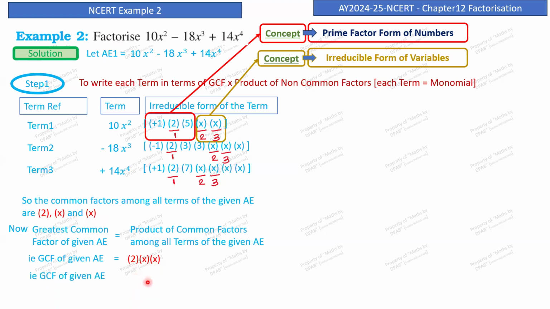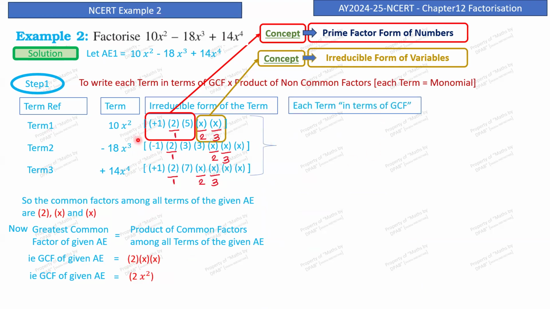So what is the answer for this? This is equal to the greatest common factor of the given A equal to 2x square. This 2x square also you need to put within the bracket. If, as I told you, this minus 1 becomes plus 1 because this minus 18 becomes plus 18, then we will be having here plus 1 into 2 into x into x. So this will be plus 2x square. Now there is no plus 1 or minus 1 as a common factor here. So we have just written it as it is, 2x square, right?